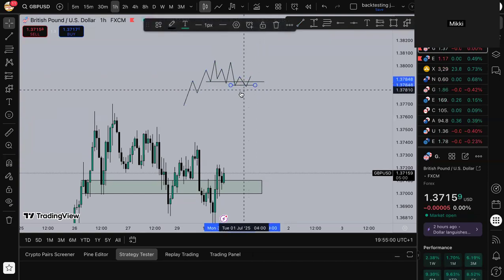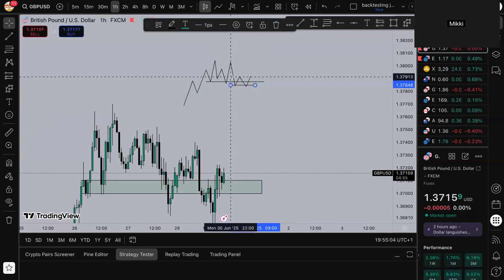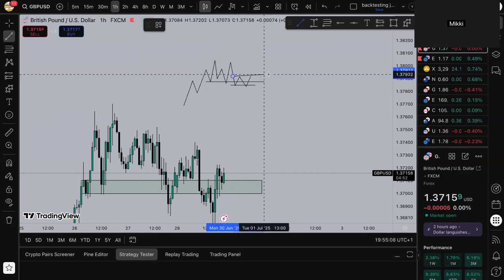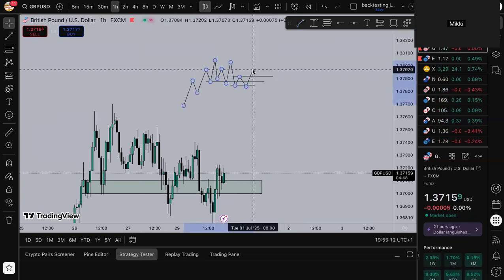So we broke this. Lower low, lower high, lower low. Now we are creating a new lower high because we are seeing a double top at this zone. If price breaks this zone, we are in a new trend. You get me?